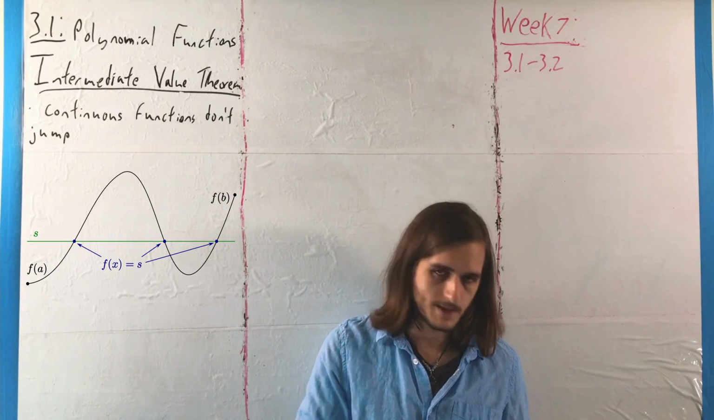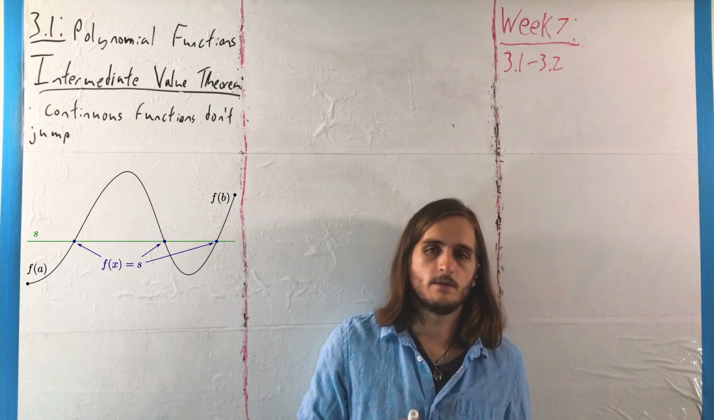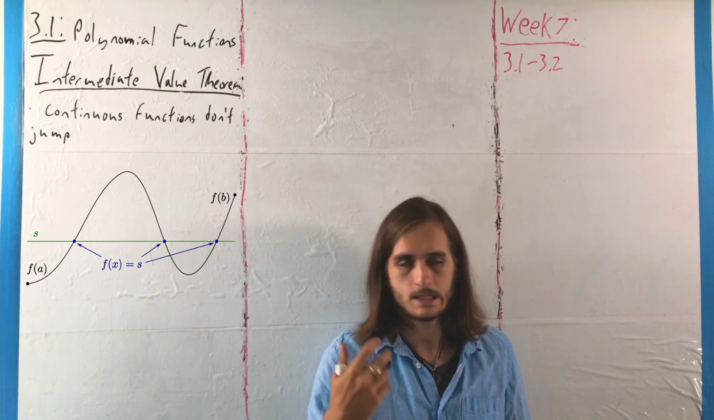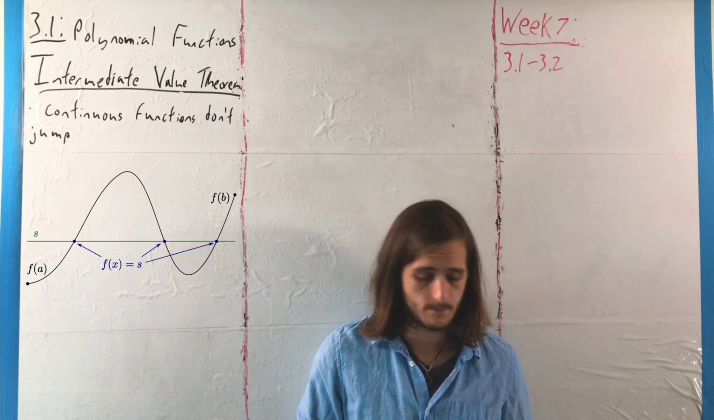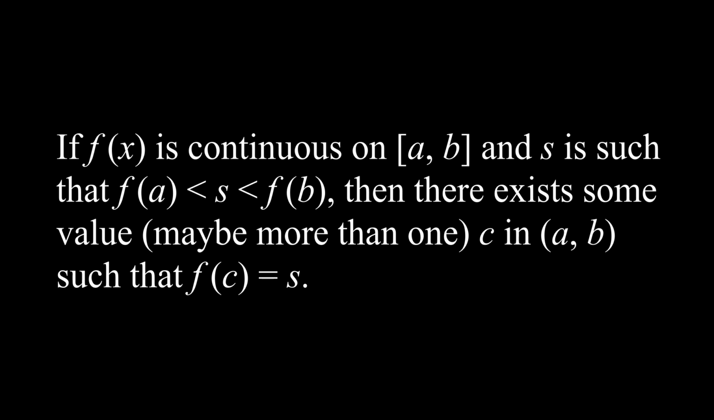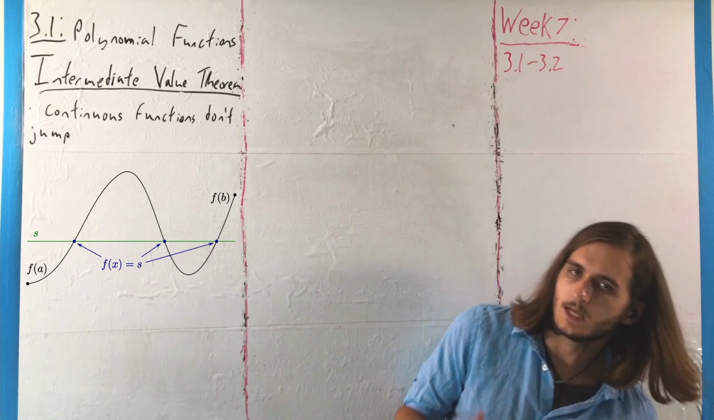To be perfectly exacting, the statement of the intermediate value theorem can be written as something to the effect of: if f(x) is continuous on the closed interval from a to b, and value s is such that f(a) < s < f(b), then there exists some value, maybe more than one, c, in the open interval from a to b, such that f(c) = s. Again, that's a very exacting definition.